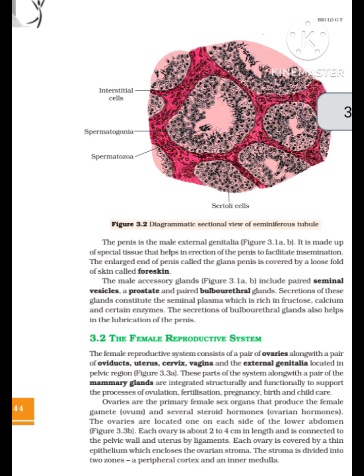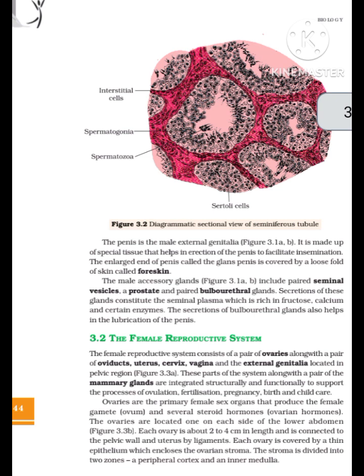3.2 The female reproductive system. The female reproductive system consists of a pair of ovaries along with a pair of oviducts, uterus, cervix, vagina, and the external genitalia located in pelvic region, figure 3.3a. These parts of the system along with a pair of the mammary glands are integrated structurally and functionally to support the processes of ovulation, fertilization, pregnancy, birth, and child care.